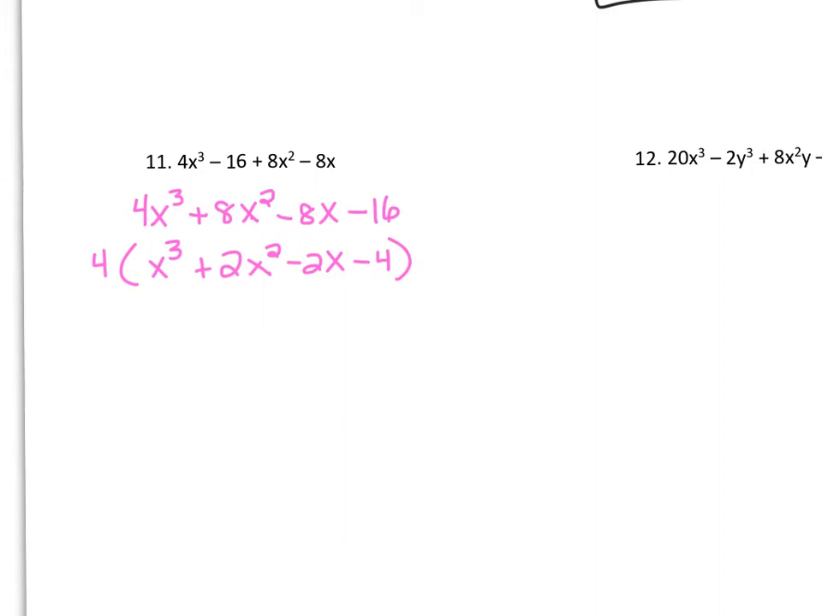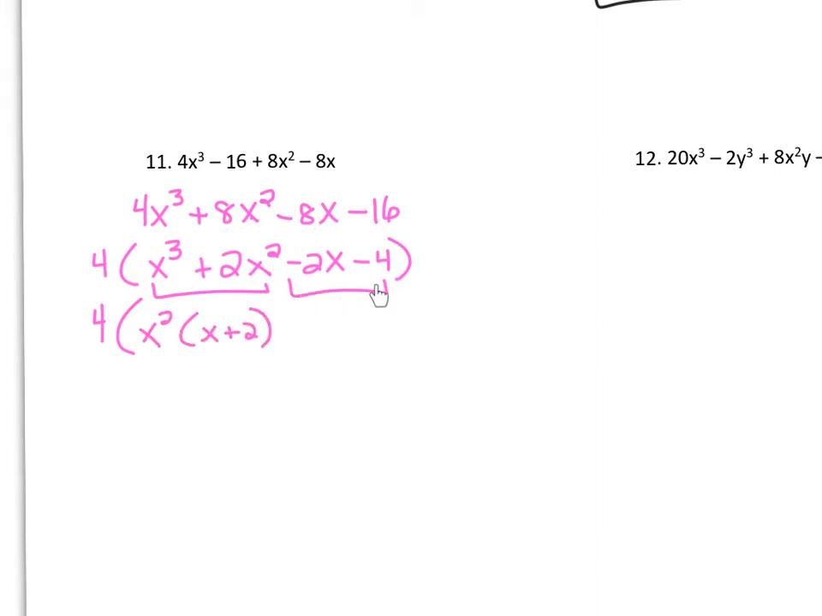Okay, now I'm going to get into grouping. So let me bring this 4 down. And I'm going to bring this parenthesis down. And I'm going to group together the first 2 terms and group together the next 2. Okay, out of the first 2 terms, I could pull out an x squared. And that will leave me with x plus 2.